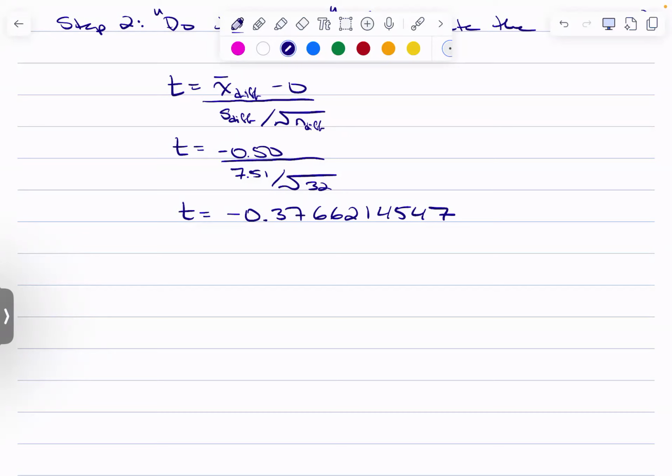This, as I expected, is not very far from 0. If we think about a t distribution, it's still centered on 0, and I found something down here, negative 0.3766. Relatively close. It's not until we pass kind of negative 2 that we would start thinking about rejecting H naught. We use the p-values, but this is in a reasonable realm of 0.